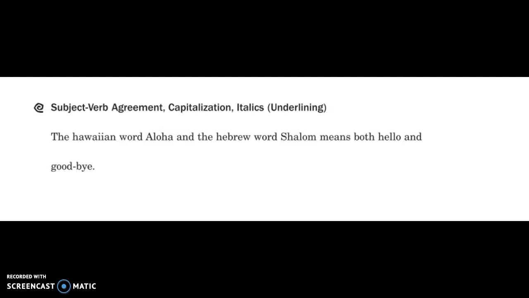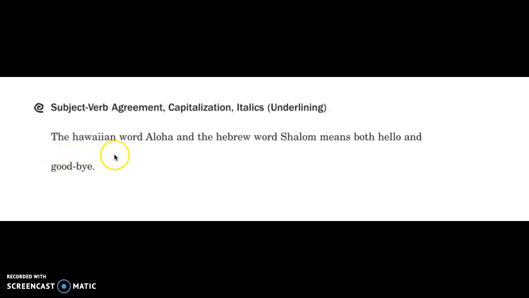All right, today our sentence says, "the Hawaiian word aloha and the Hebrew word shalom means both hello and goodbye." In this sentence, we have a subject-verb agreement error. We also have some capitalization errors to fix, and we're going to add some underlining to show that two of our words should be in italics. So first, let's address our subject-verb agreement error.